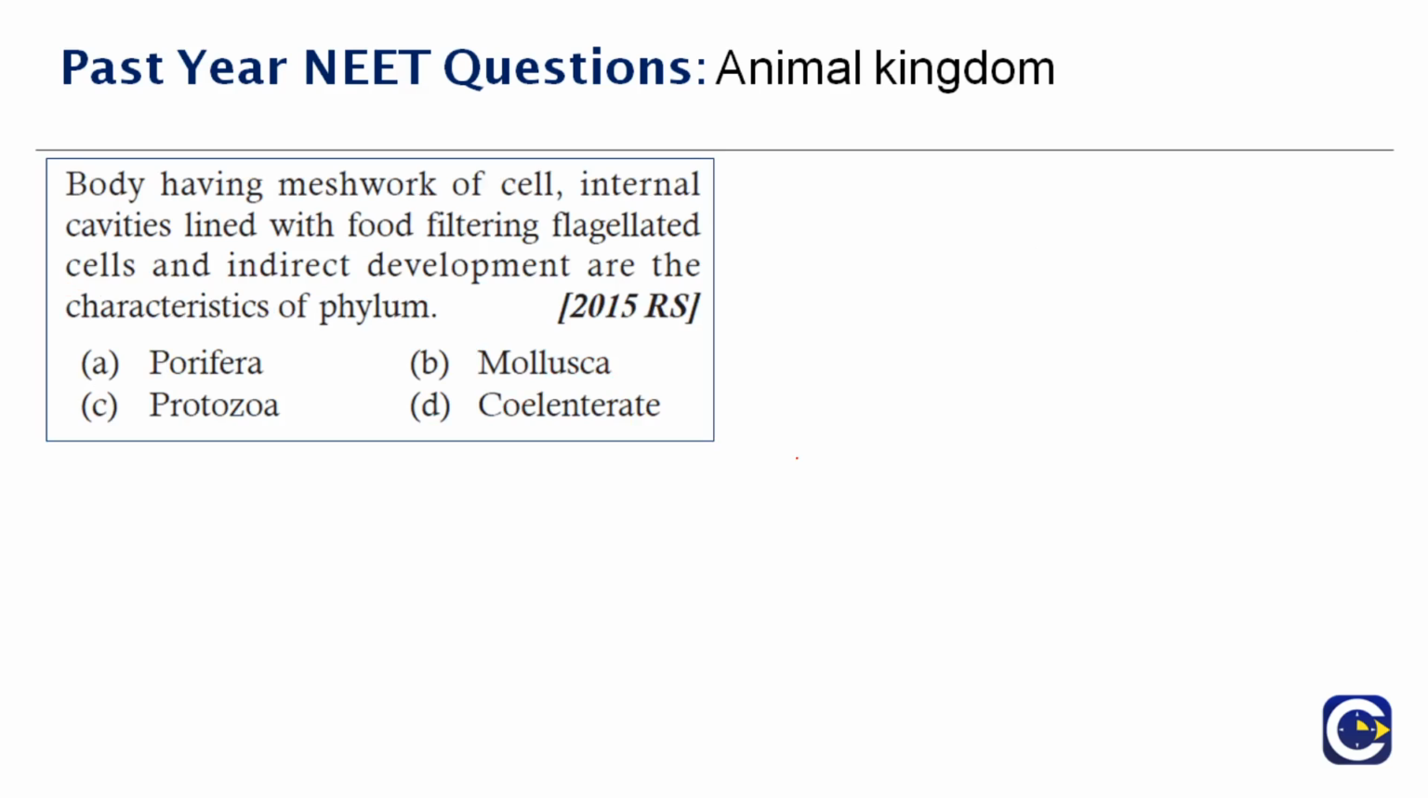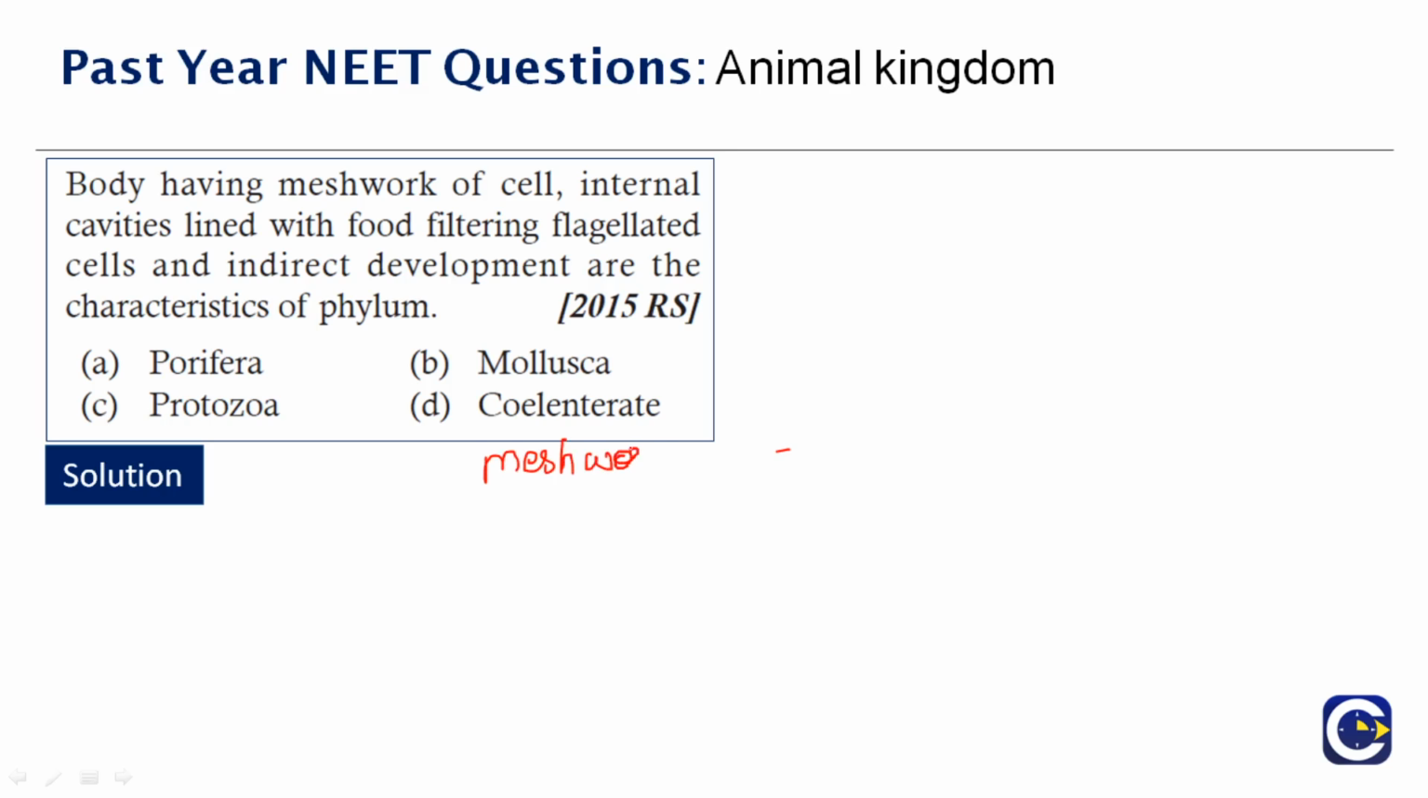Next question here. Body having meshwork of cells, internal cavities lined with food filtering flagellated cells, and indirect development are characteristic of the phylum dash. So once again, when we talk about meshwork, what is meshwork?